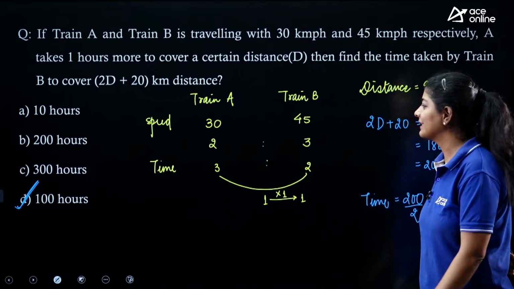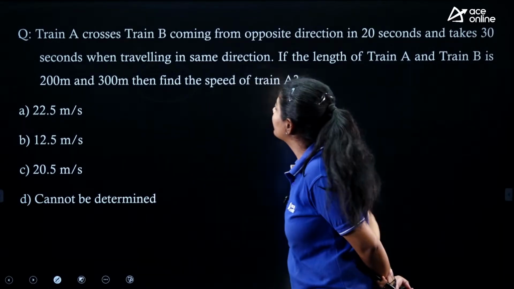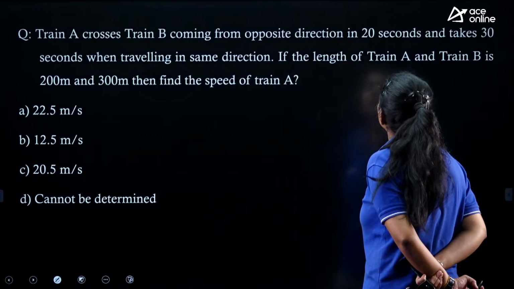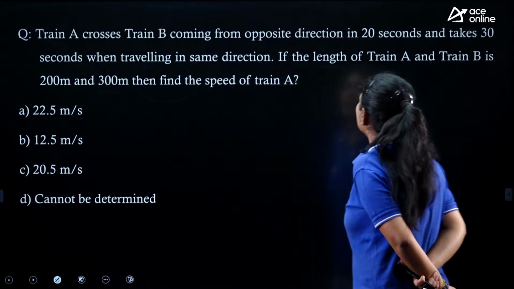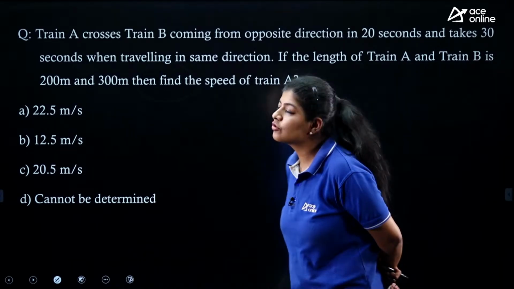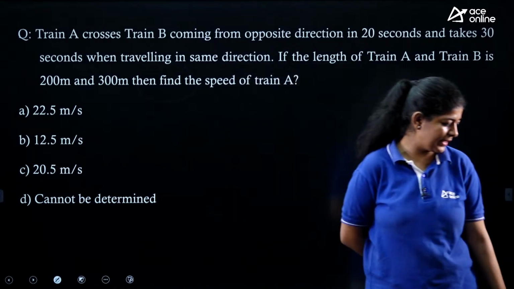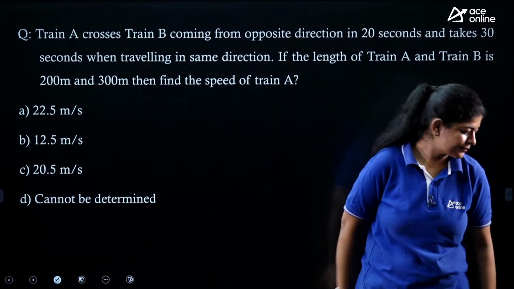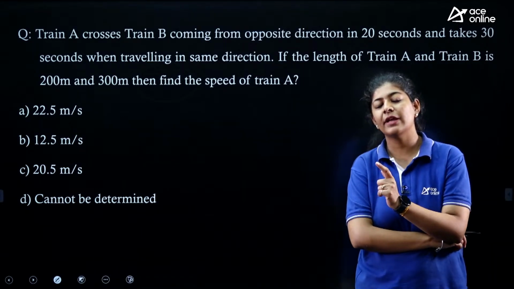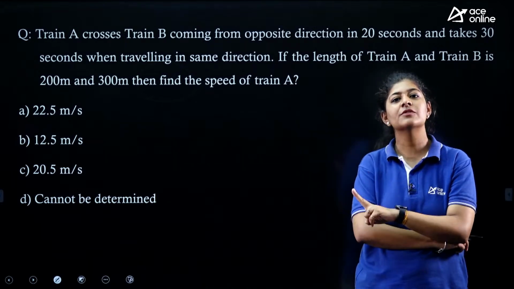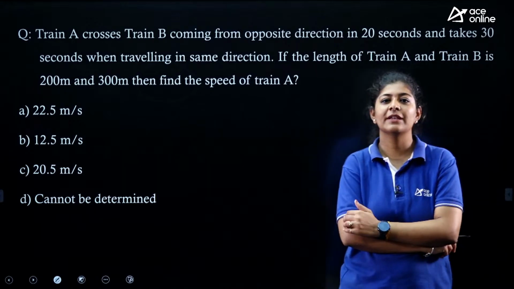It's quite easy. Next. The next question says that train A crosses train B coming from the opposite direction in 20 seconds and takes 30 seconds when traveling in the same direction. If the lengths of train A and train B are 200 and 300 meters, then find the speed of train A. This is again a very easy one. You just need to create two equations, one for the opposite direction and one for the same direction. With two equations and two variables, you can easily get the answer.